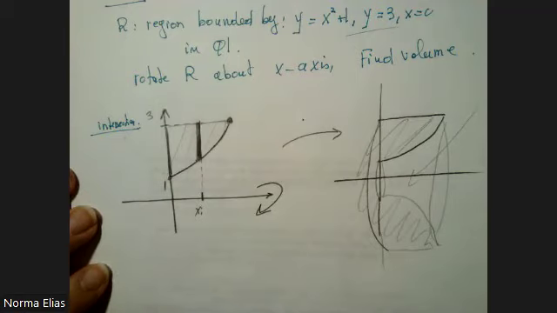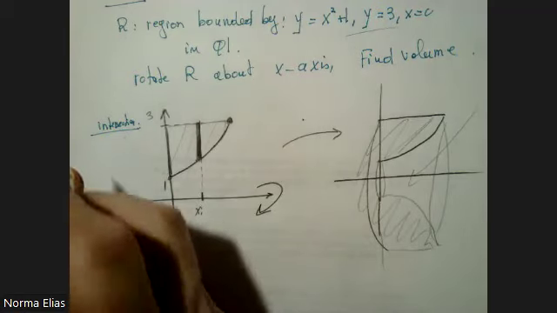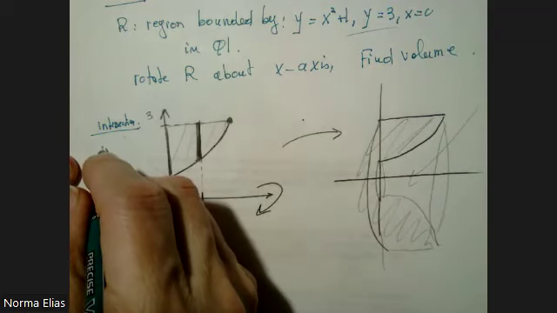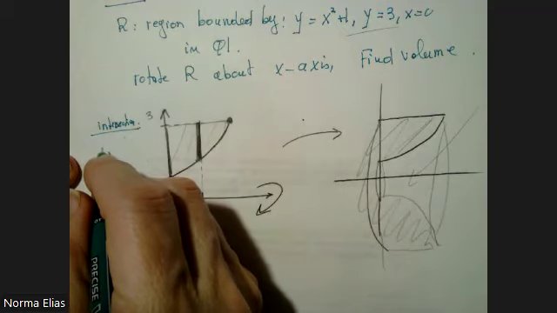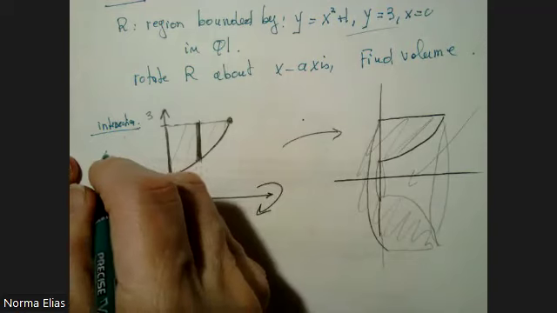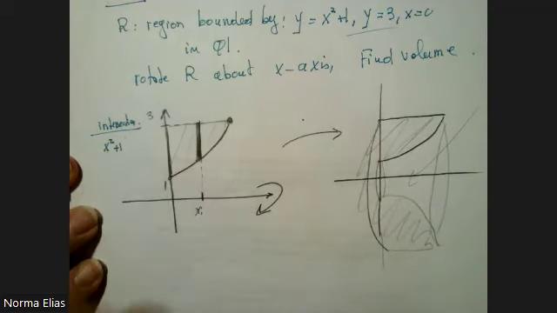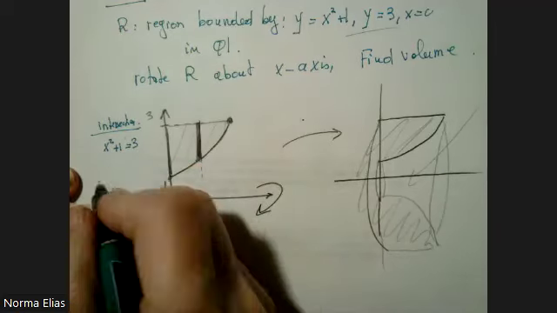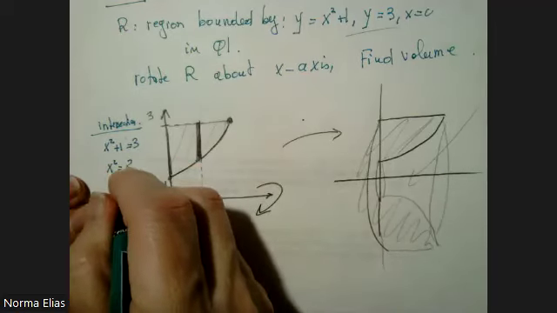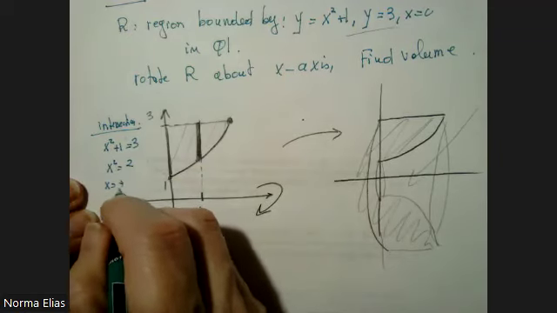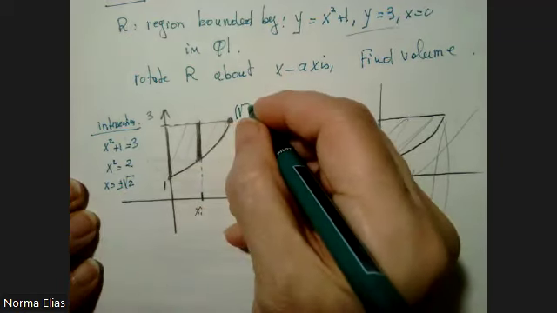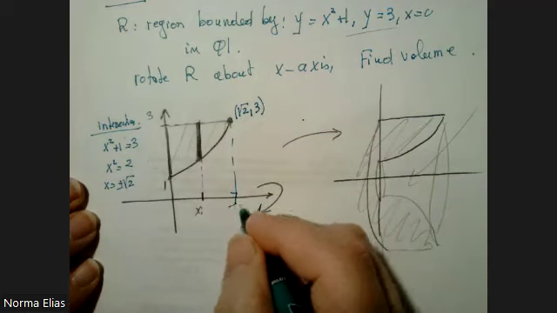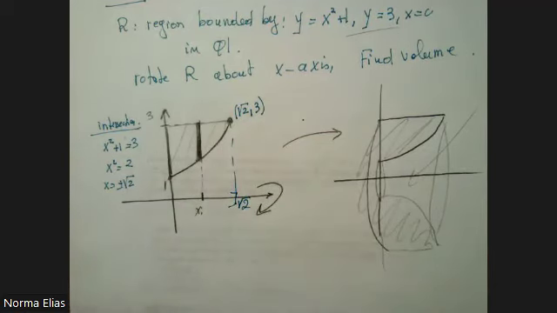If intersection, set the bounds equal to each other. Tell me what the bounds are. Luke, tell me what the bounds are. X squared plus 1 and y equal to 3. Exactly. So it's going to give me x squared equal to 2. X is plus or minus, but I'm only interested in the positive one. So the point right here is the square root of 2.